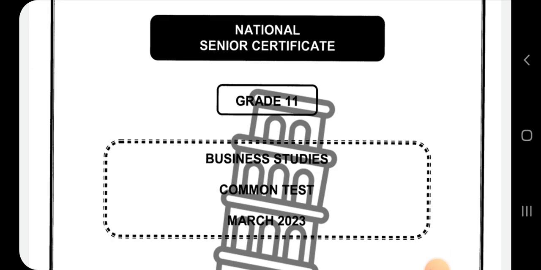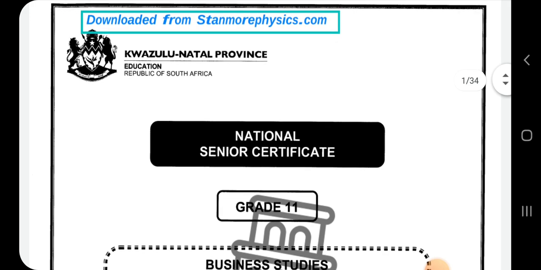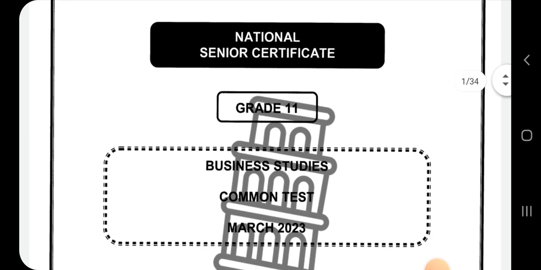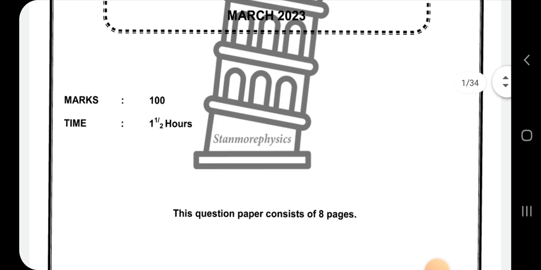So on today's video we'll be doing the business studies common test for March 2023 grade 11, and this is from the KwaZulu-Natal province. So this question paper was downloaded from the Stanmore Physics website. Now without wasting any more of your time, let's get right into it.